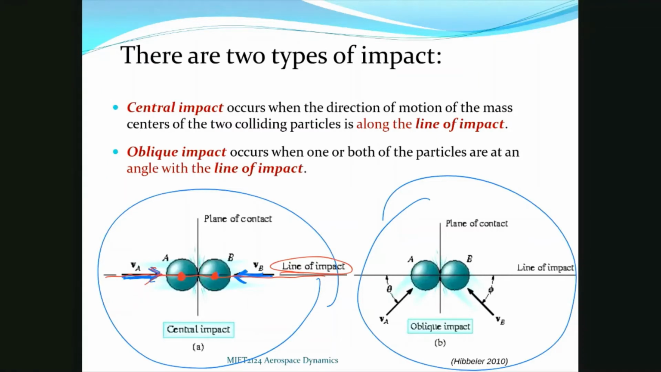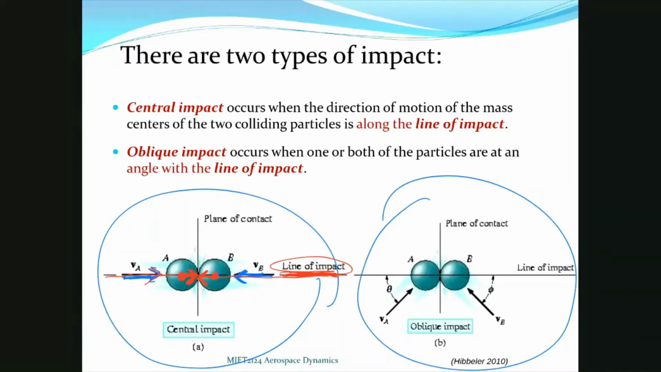line of impact. Central impact is quite simple in terms of analysis. We have forces which are acting between two bodies, forces of deformation, forces of restitution, and anyway, all forces which are happening are along the line of impact. And for central impact, we apply conservation of linear momentum for two bodies.